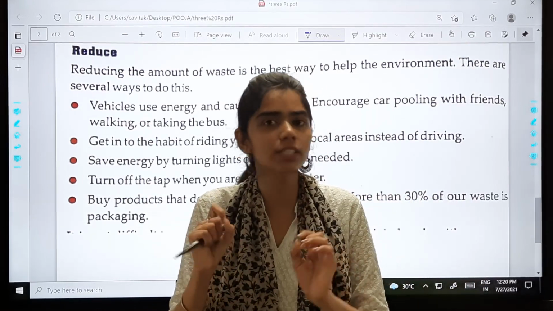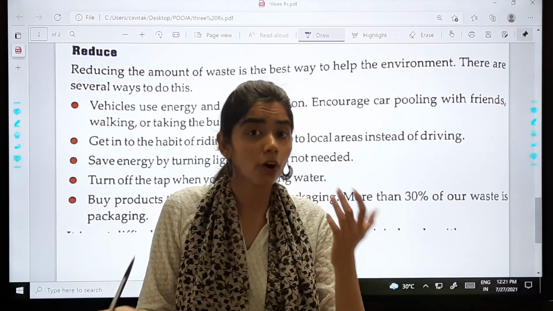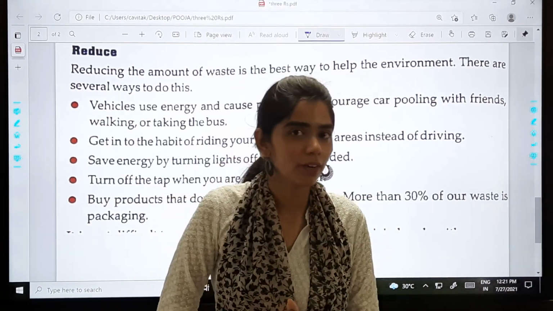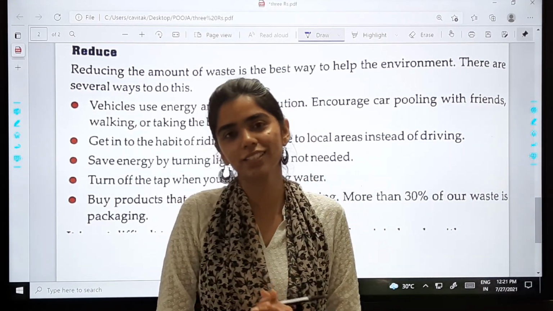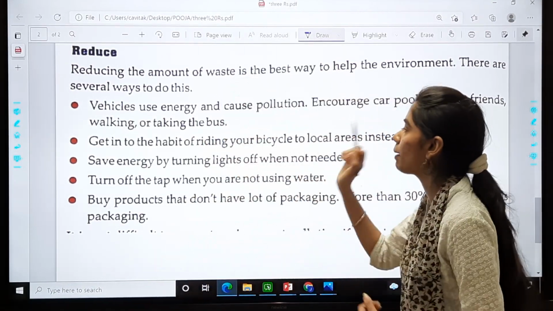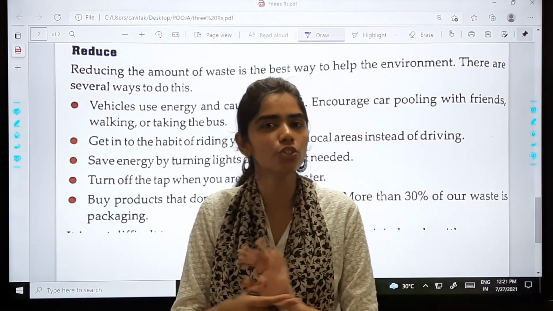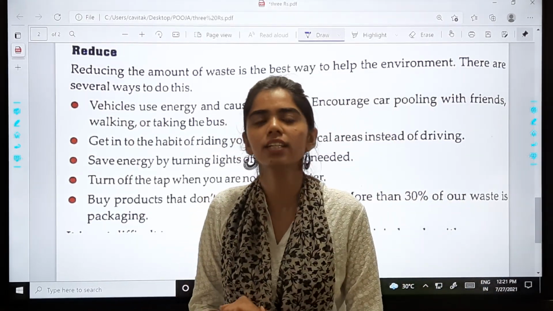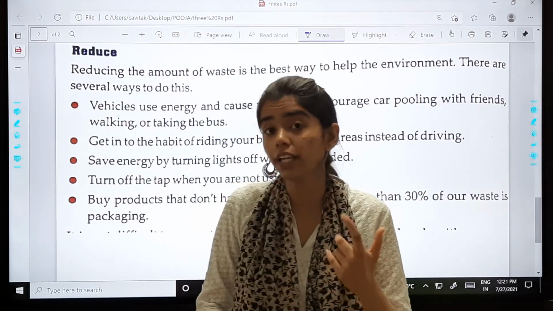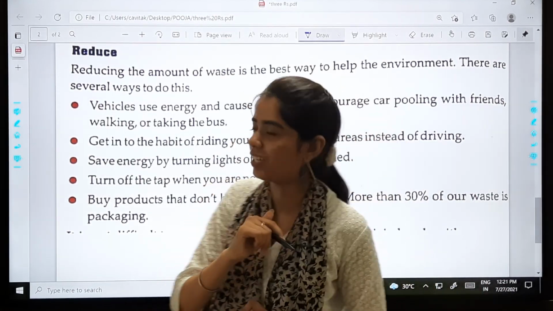Okay? Scooties we should avoid. We should use bicycles because it is more eco-friendly. Right? We all should use bicycles, no matter what your age is. Then save energy by turning lights off when not needed. We should not keep the lights on unnecessarily, right? Because of this, electricity gets wasted. So keep your lights off when you don't need them.